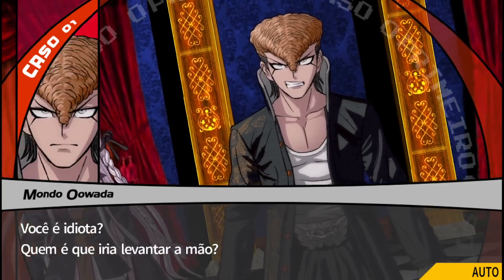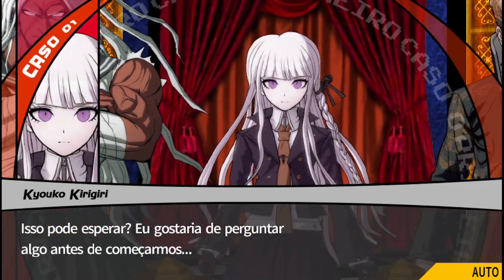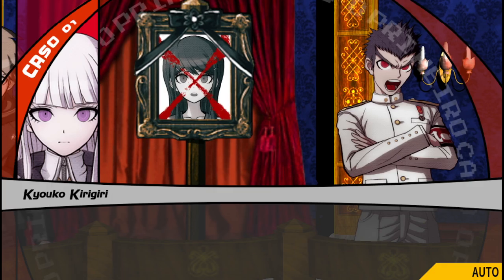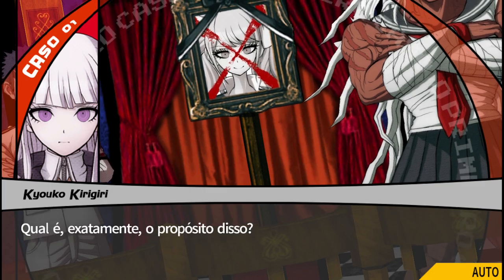Don't be a goddamn idiot. Why the hell would they raise their hand? Before we move on and start the trial, can I ask a question real quick? What's going on with those pictures?